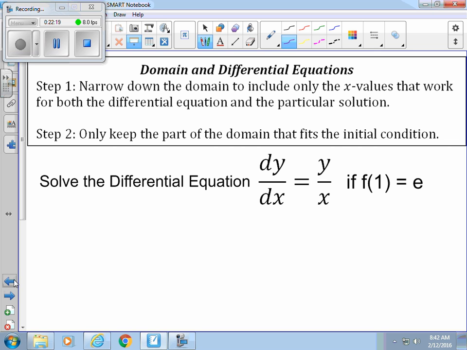Okay, we're going to talk about domain. We have time. Domain can be a little tricky when you're talking about differential equations. Go ahead and write down the steps, and then we'll do the problem, and I'll explain.